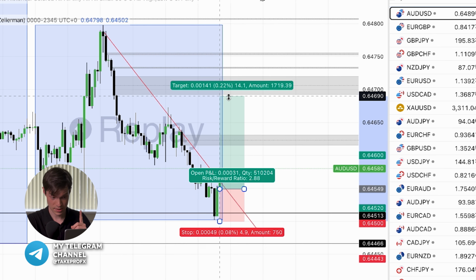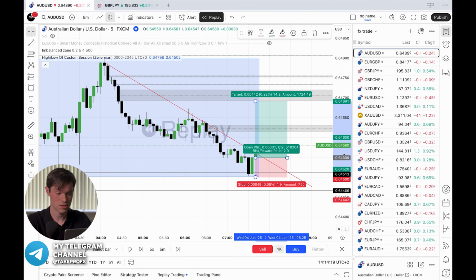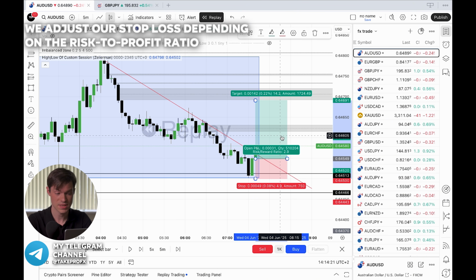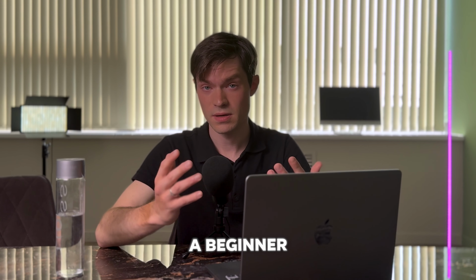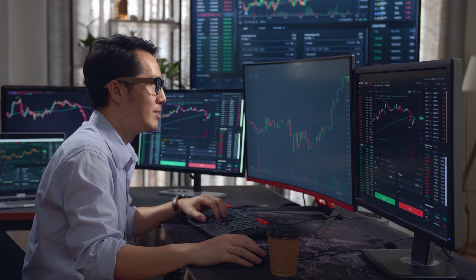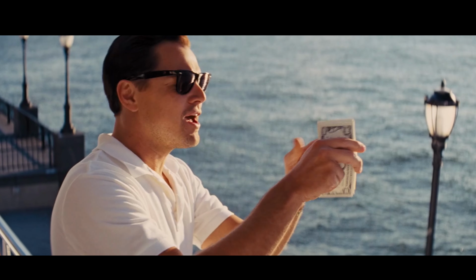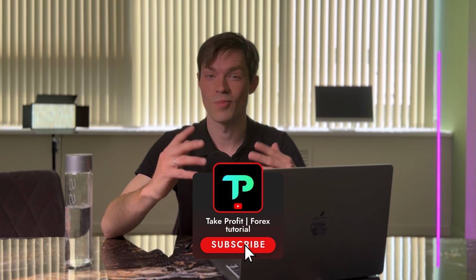Here is the first target in this zone, which has not been traded, and we adjust our stop loss depending on the risk to profit ratio. If you are a beginner, I don't recommend taking 1 to 3 trades. You can safely take 1 to 2 trades or even less. All this is to ensure that your win rate is as high as possible, that you close many trades in profit, and that your confidence grows, which is the most important thing.